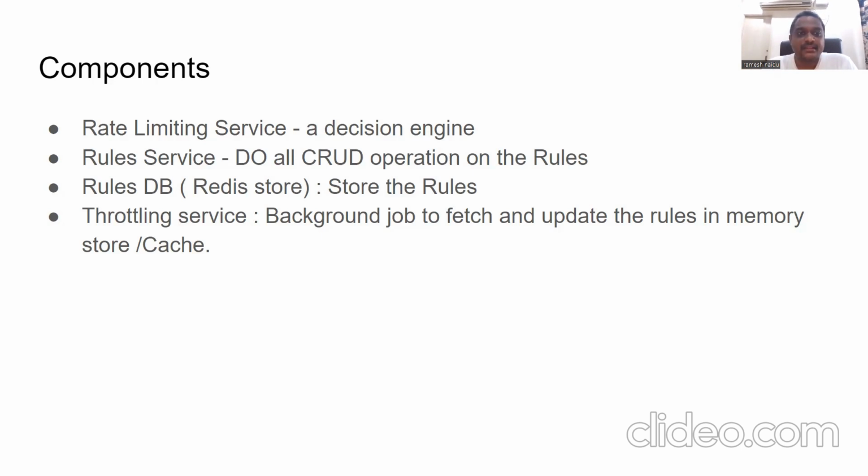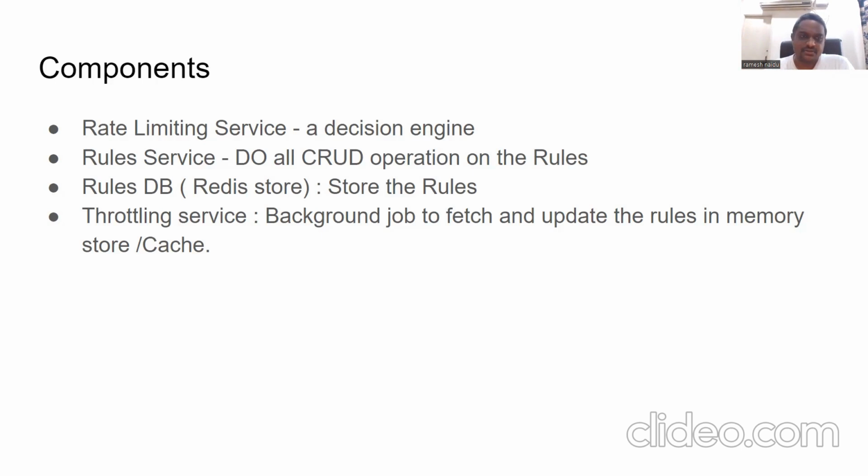The next is the rule service, basically to do all the CRUD operations on the rules: create, update, edit, delete. Whatever you want to store, primarily, as I told you, we store first in the cache and then we store in the DB. So we use this service to update and create new rules. If I want to set some new rule, I have a new endpoint, and I use this rule service to do all the CRUD operations.